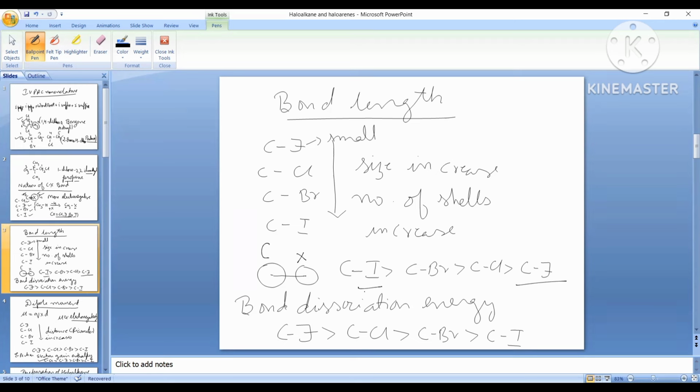Next is the bond dissociation energy. That is how much energy it will take to break the bond. The bond between carbon and fluorine is the smallest, so we have to give the highest energy to break the bond, then Cl, then Br, and then I.